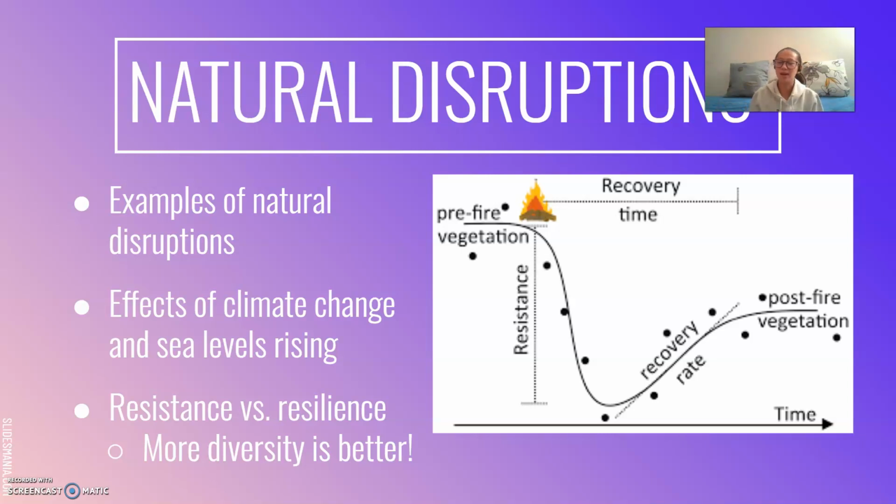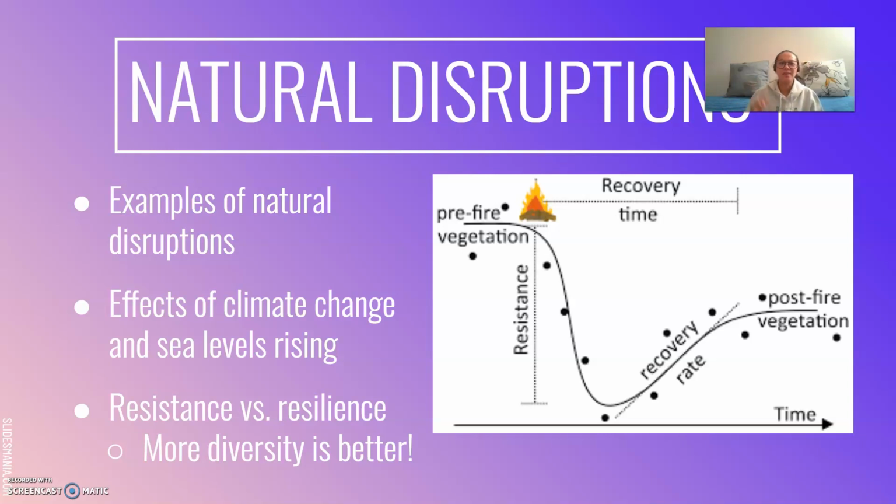We talked about how fires in general, if they're small and consistent and used kind of like how native people had used them long before we had colonized this place, right? That actually helps prevent these larger crazy wildfires that we're noticing right now. You also looked at some case studies on the effects of climate change and sea levels rising.